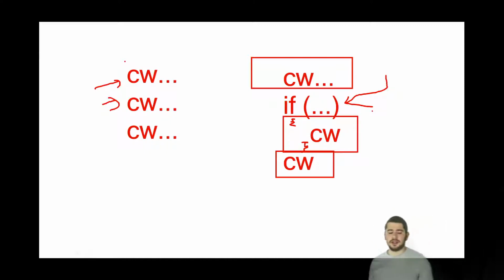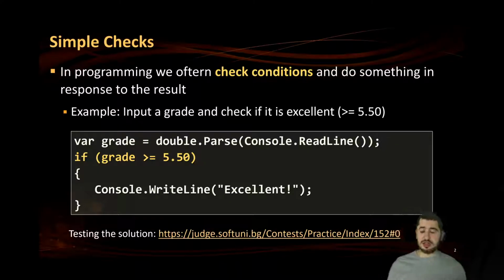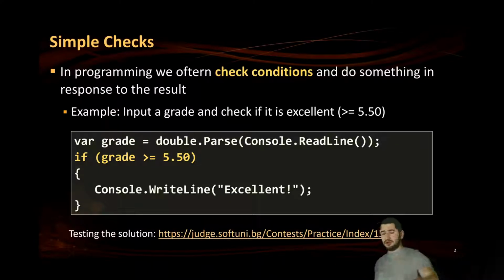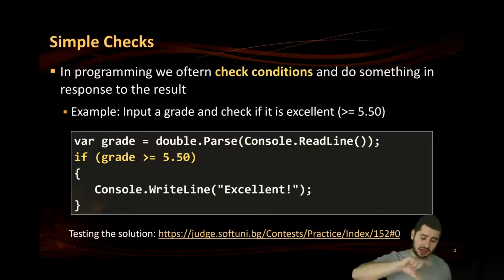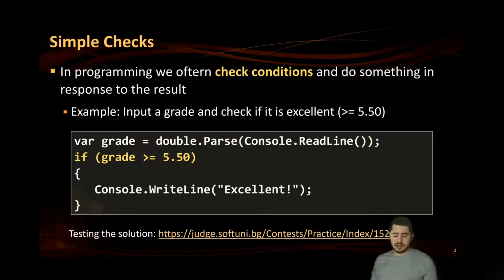That's it. And we have a task now. Our task is to say if someone inputs a grade, that will always happen. Then you have a condition. If that grade is greater than 5.5, then output something. But that outputting will only happen if the grade is greater than 5.5. It won't happen in other cases. And then continue the normal execution of the program.